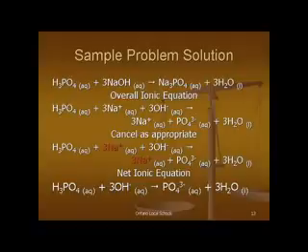Now, we cancel as appropriate here. We cancel what's the same in terms of formula and phase on both sides. And in this case, it is just the sodium. So we cancel the 3 sodiums on the reactant and product sides. And our net ionic equation then is H3PO4 plus 3OH− will yield PO4 3− aqueous, which is the phosphate ion, and 3 waters. So how'd you do?